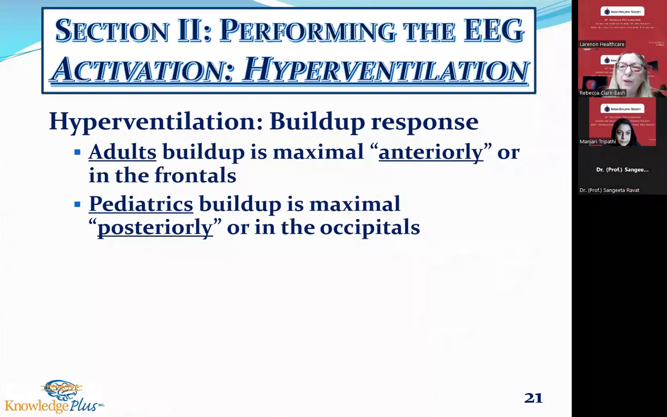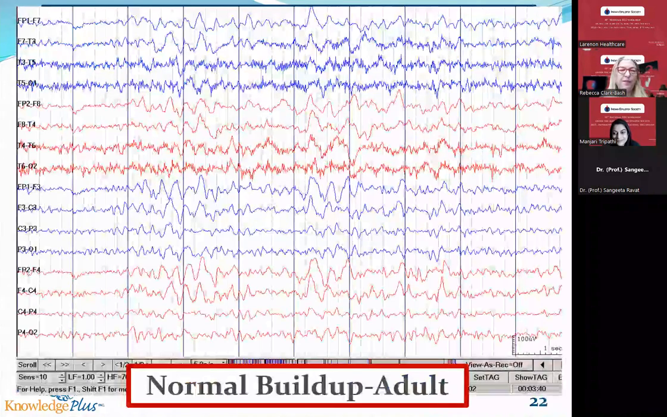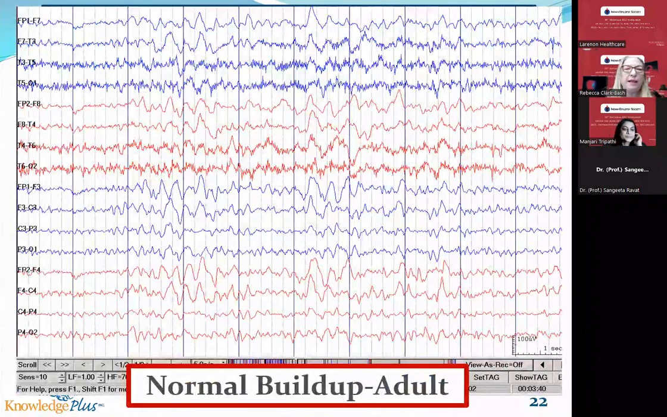So a good way to remember where the predominance is: if it's an adult, it is maximal in amplitude over the anterior head region. So adults, anterior. Pediatrics are dominant with the slowing posteriorly. This is an example. Again, we're left over right. Blue is left, right is red.